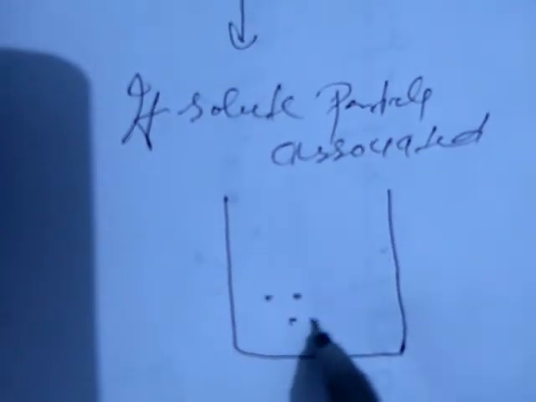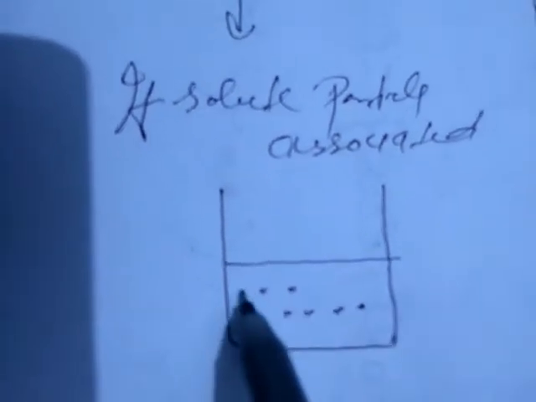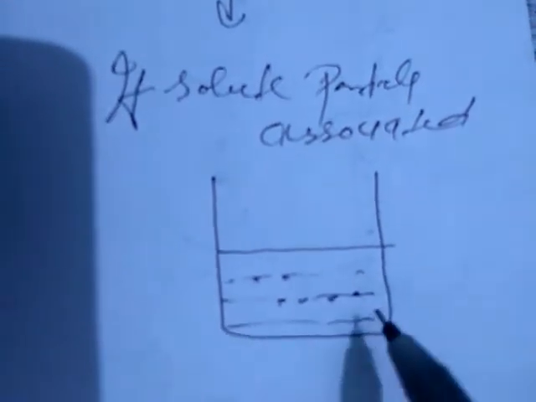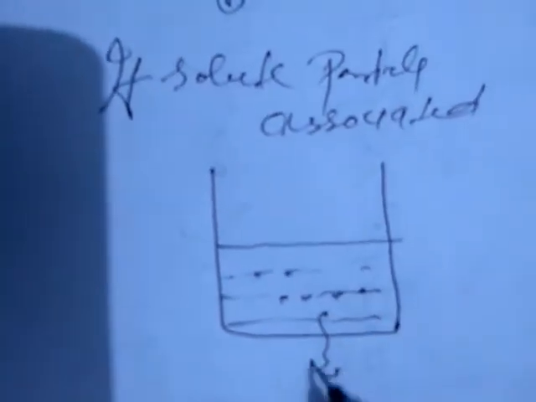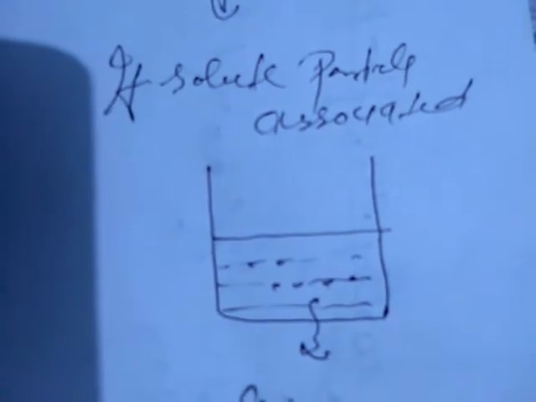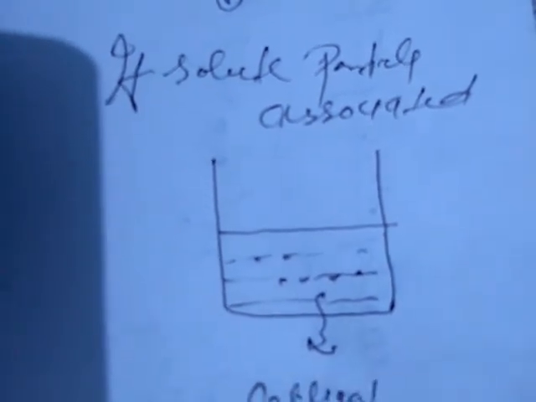Now the last case, if the solute particles associate, meaning in the solution the particles of solute which are present combine with each other, associate with each other, then in this case also there would be abnormality in colligative property.